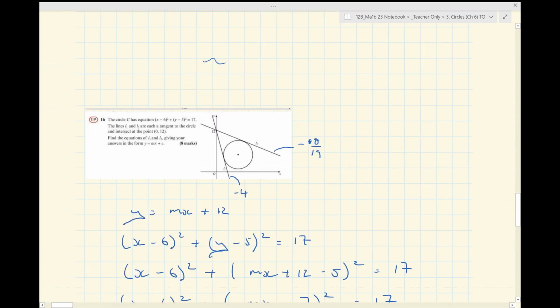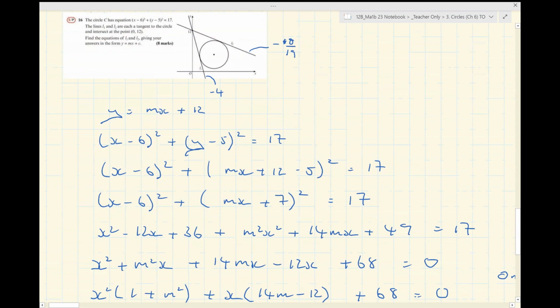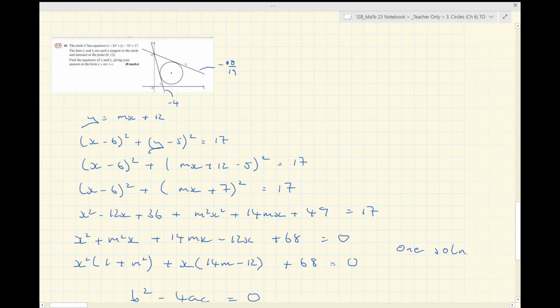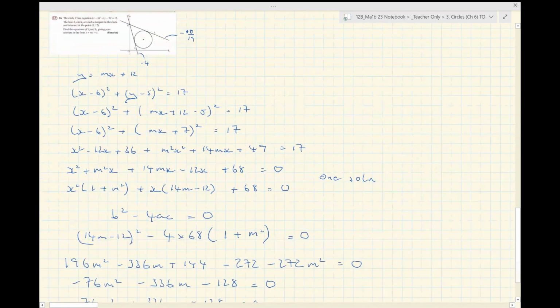Okay, because those are the two gradients, which mean there is only one solution. So they're the two gradients that mean that the lines are tangential to the circle, rather than crossing the circle at 2 points or at no points. Okay. So the question was, write down the equations of L1 and L2.